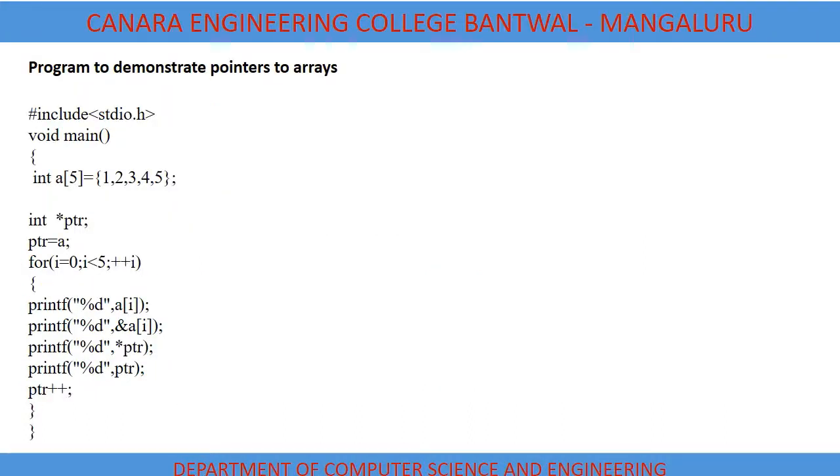Yeah, so in this example we are trying to demonstrate the usage of pointers to arrays, so how a pointer can be used in arrays. A very simple example has been given here. We have declared an array with 5 elements, and I'm initializing the array with the data 1, 2, 3, 4 and 5. So 5 elements are stored in an array.